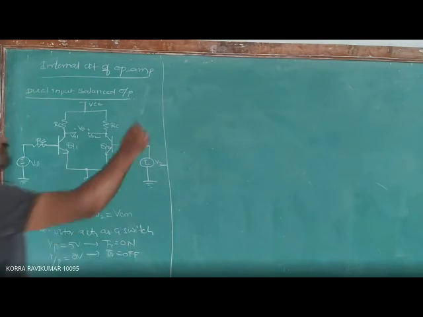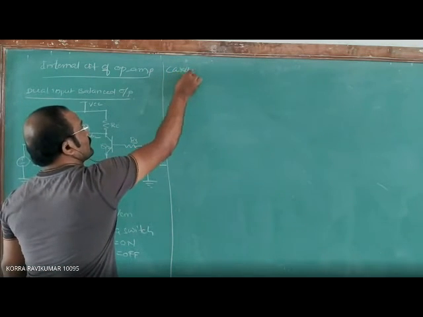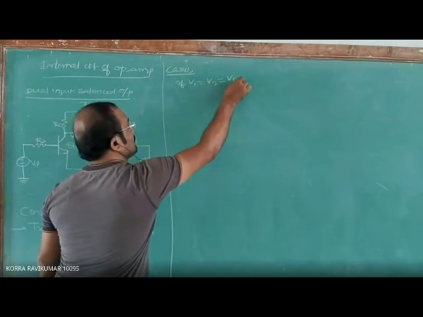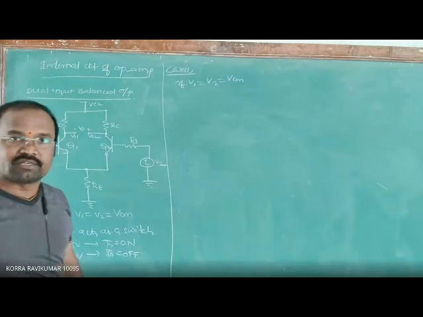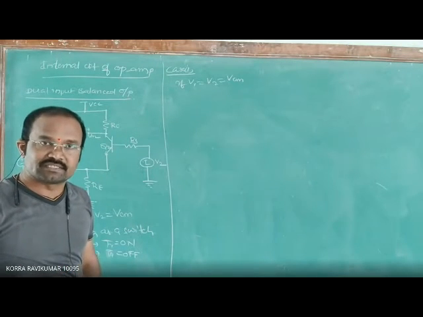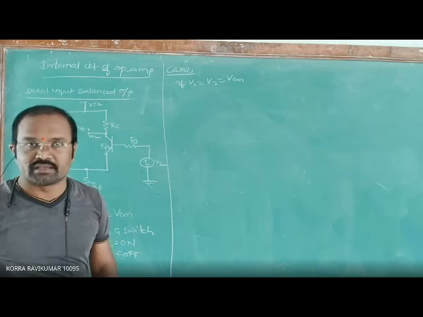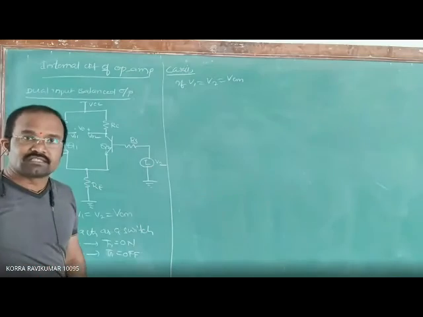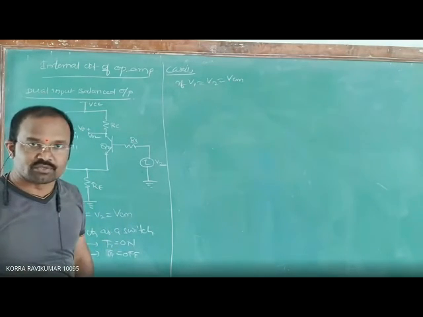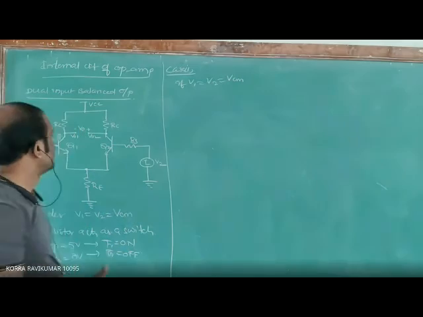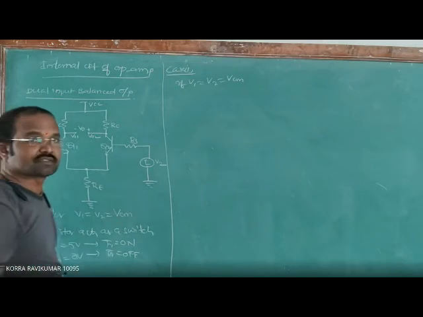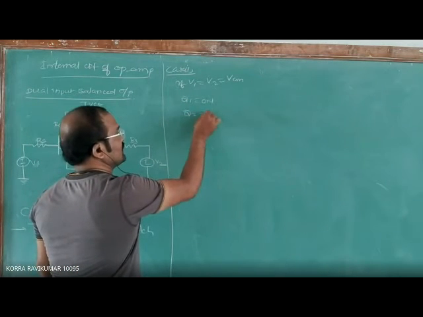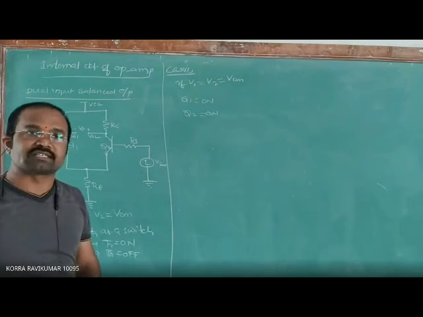Case 1. First case, if V1 is equal to V2 is equal to VCM. Input voltage V1 is equal to input voltage V2, which is the common mode voltage we are applying. Due to that, both the transistors, with common mode meaning a sinusoidal signal of, say, 5 volts amplitude, get into on stage. Q1 is on, Q2 is also on. Both the transistors conduct.